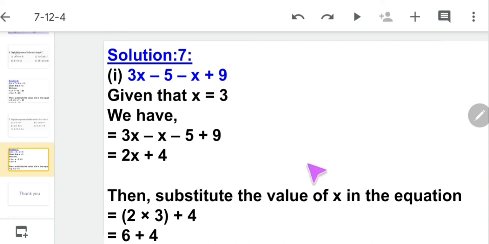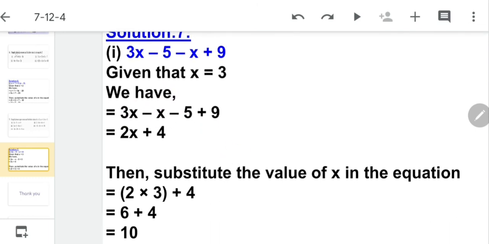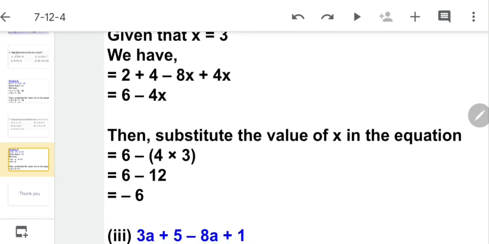So I hope you can do question number 7 on your own. First you have to simplify the expression. As you can see here, the first part is 3x minus 5 minus x plus 9. So first we have to solve 3x with minus x. So it will be 2x, then minus 5 plus 9, it will be positive 4. Now we have to place the value of x, which is given as 3, and after simple simplification we will get our answer. Same thing you have to do for all the other parts.